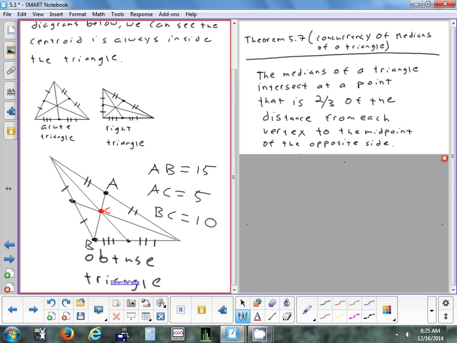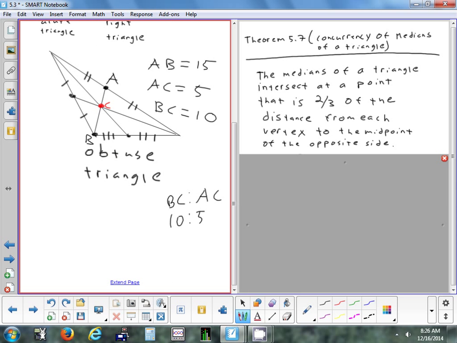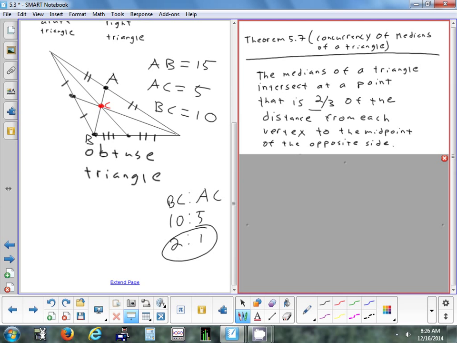BC is 2/3 of the way towards the opposite side. Another way to say that is the ratio of BC to AC. It's 10:5. Or what does that reduce to? 2:1. It's a 2:1 ratio. That's the same as saying 2/3 of the way across, like I just did. So if you compare the long part of the segment on the median to the shorter part, they're going to be in a ratio of 2:1. One will be twice as big as the other. That's how you get that fact right there.